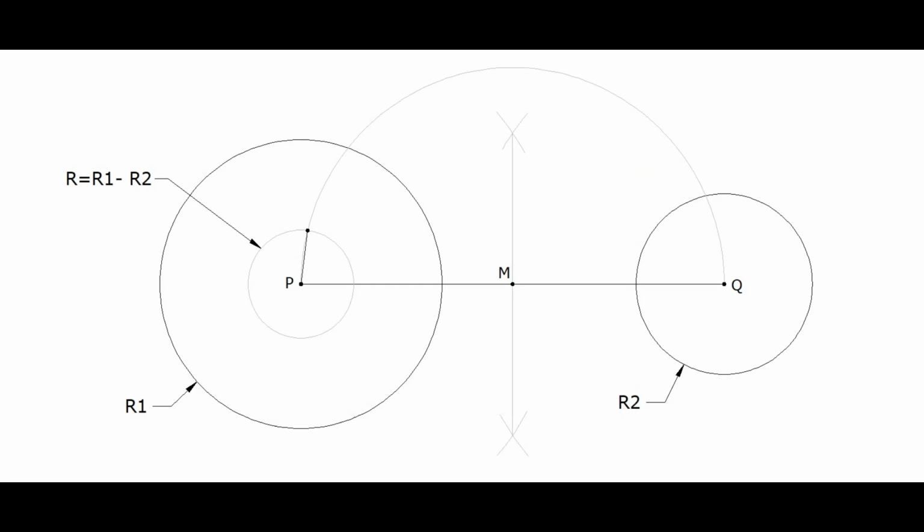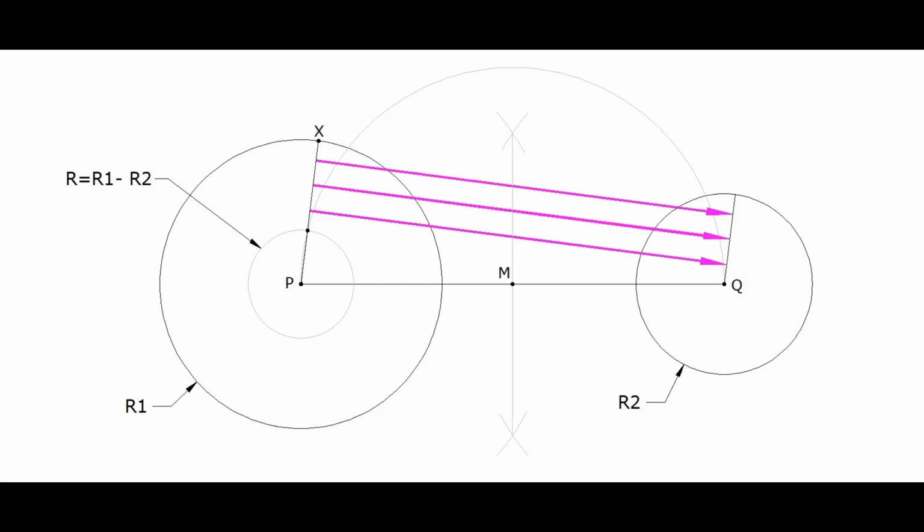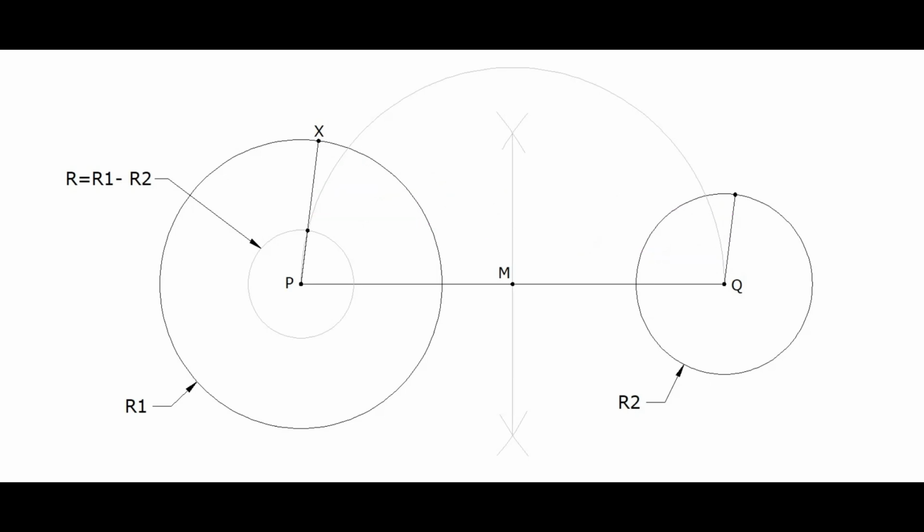Join this point to the center of the circle and extend it to meet the larger circle at X. Parallel to this line, draw another line through the center Q of the next circle. This line meets the smaller circle at Y. Join X and Y. This line XY is the tangent for the two circles.